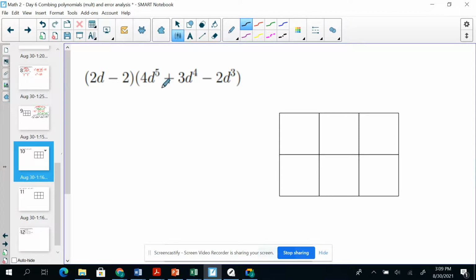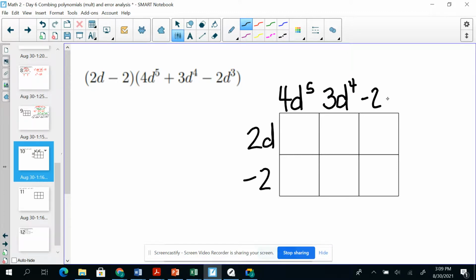So again, you can still use distribution just like we did, but with the box method. So it's going to be 2d minus 2, because it's a binomial, and then the trinomial: 4d to the 5th, 3d to the 4th, negative 2d to the 3rd. Now, this is one of the places people mess up.